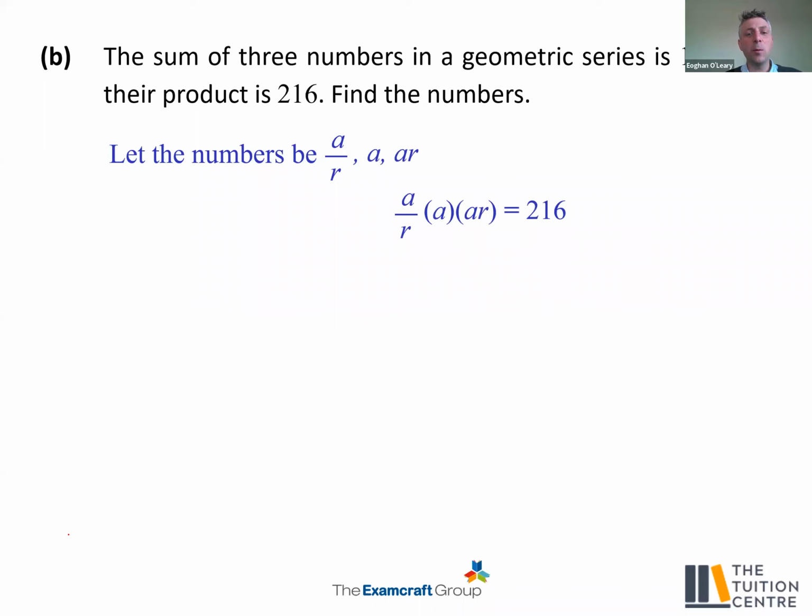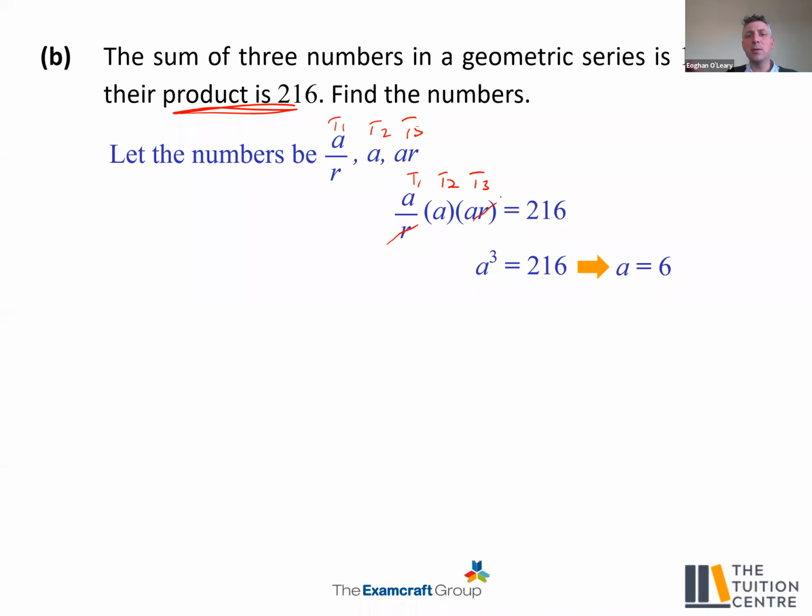So then we can say, well, okay, it says the product of the three numbers. So we'll just call this term 1, term 2, and term 3. So when we multiply term 1 times term 2 times term 3, we get 216. But of course, we can see the r will divide into the r, and we get a cubed is equal to 216. We get the cube root of 216, which is 6. So a is equal to 6.